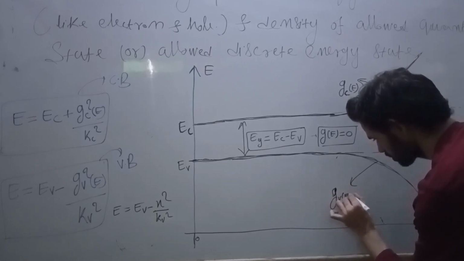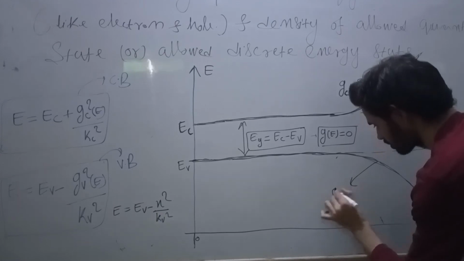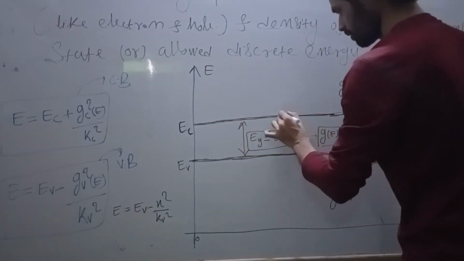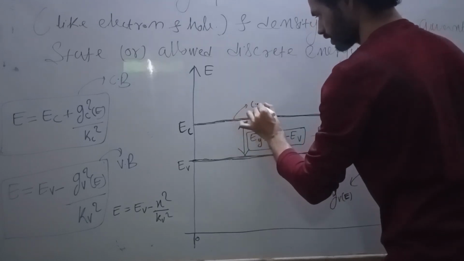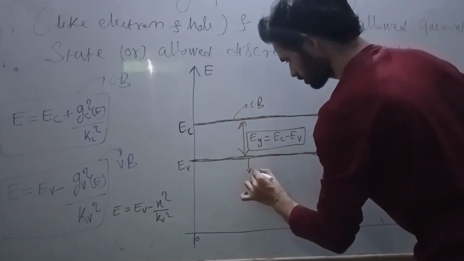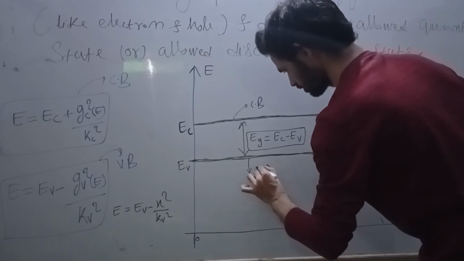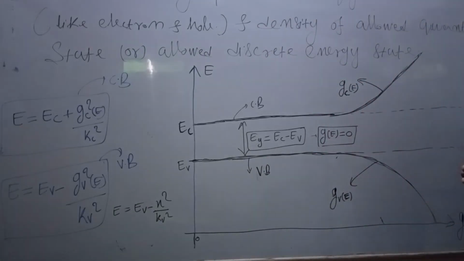This is what? Density of quantum state in the valence band. Yes, this one is for the conduction band. And this one is for the valence band. So these are two simultaneous characteristics between the energy and density of state.